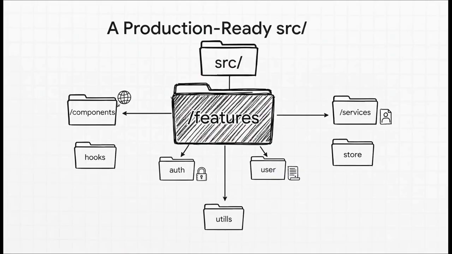And this is what that looks like. Now notice we still have a components folder, but now it's only for the really universal UI elements, like a generic button or modal that you use everywhere. The real heart of the app is that new features directory. This is where we organize our code by what it does: authentication, user profiles, the product search, you name it.